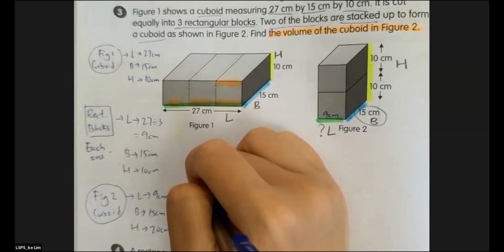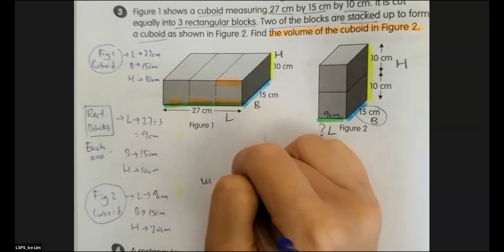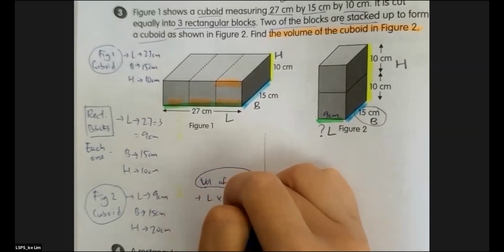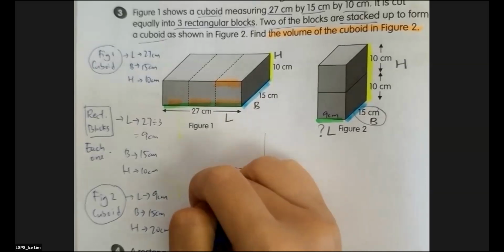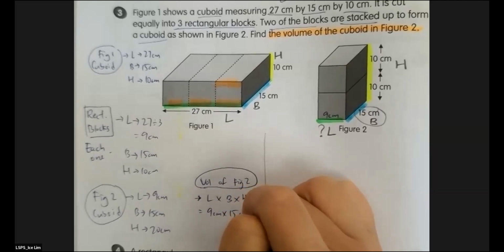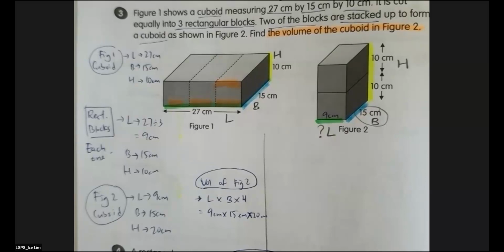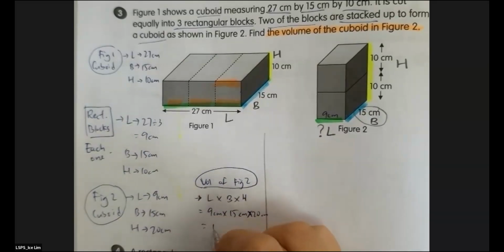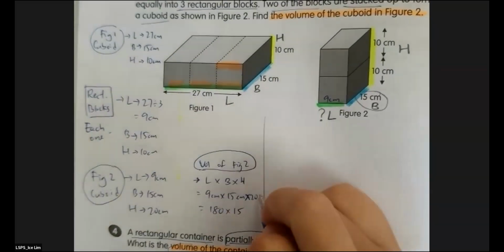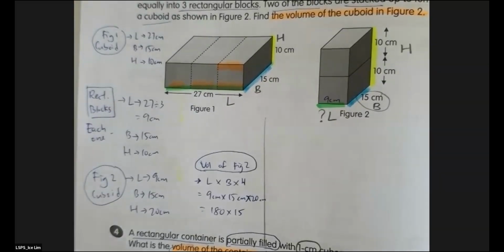So volume, that's the answer. Volume of the figure 2 cuboid. Length times breadth times height equals 9 centimeters times 15 centimeters times 20 centimeters. So I have 180 times 15. And then you solve it yourself. This okay? Then move on.